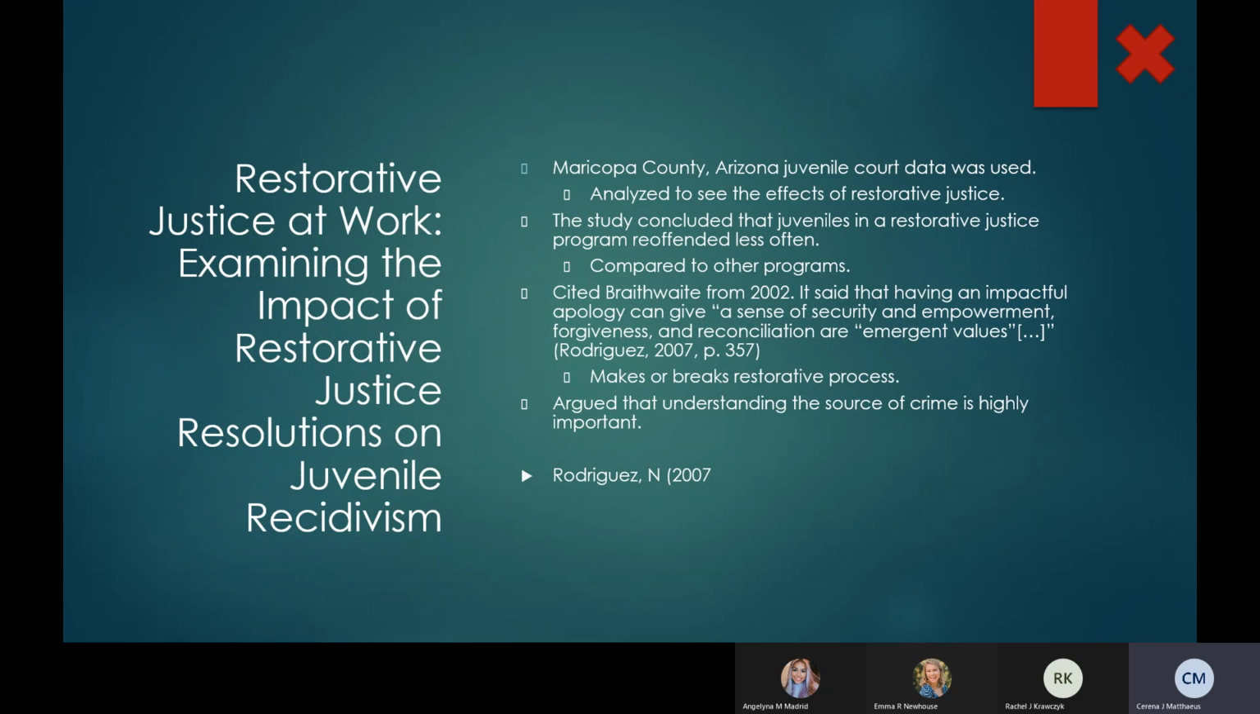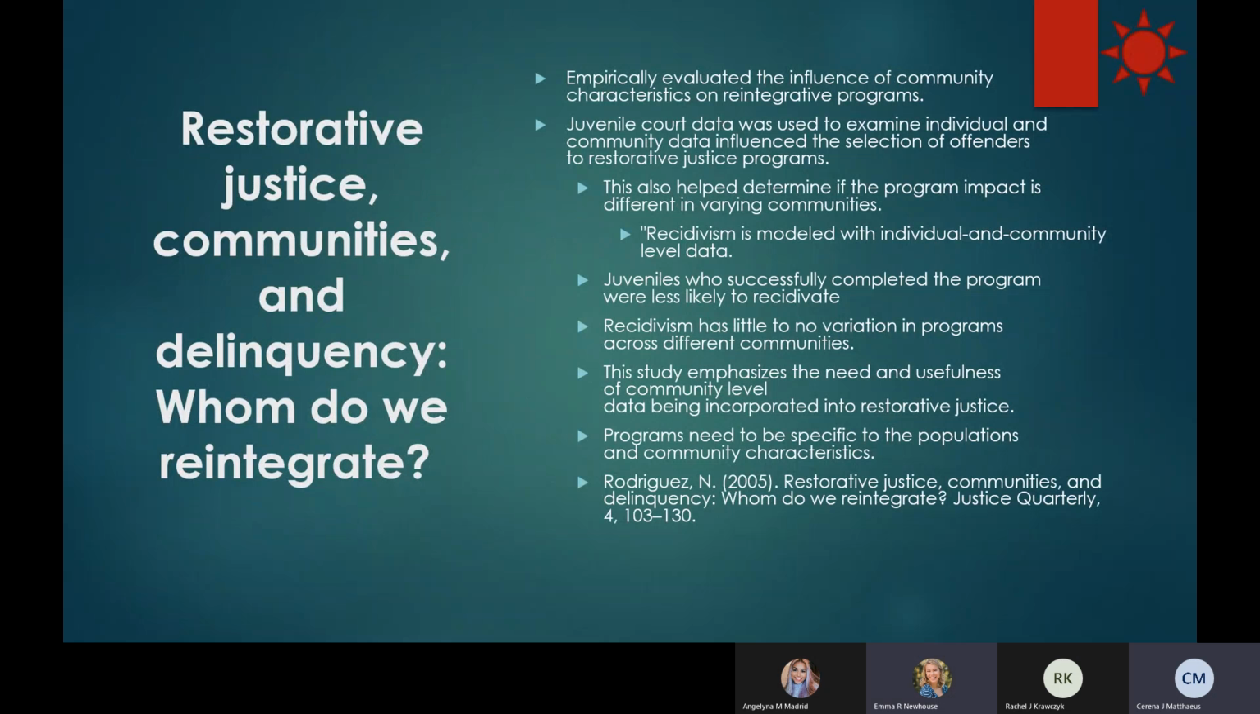And the article also argued that understanding the source of crime is highly important to actually stop reoffending. So my first article was called Restorative Justice, Communities and Delinquency, Whom Do We Reintegrate? So this study focused on empirically evaluated data that influence community characteristics on reintegrated programs. So the study used juvenile court data to examine individual and community data influencing the selection of offenders to restorative justice programs. And this also helped determine if the program impact in different varying communities was working.